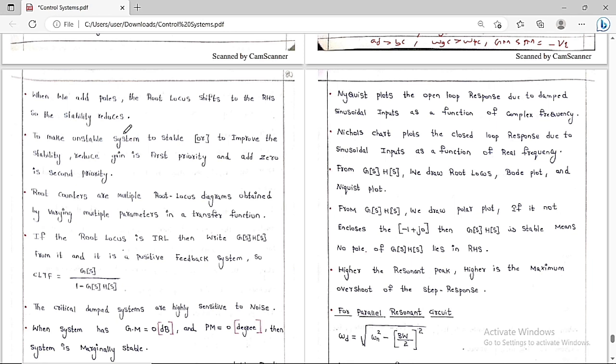But similarly, if we add zeros to the open loop transfer function, the root locus is going to shift to the left half of the S-plane. So therefore stability is going to increase. These things are already told you a number of times.